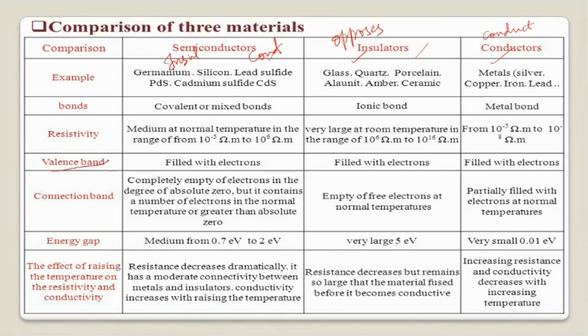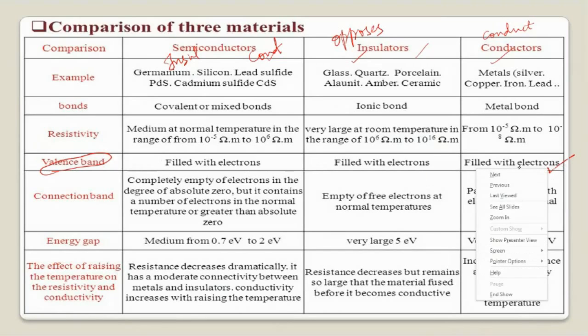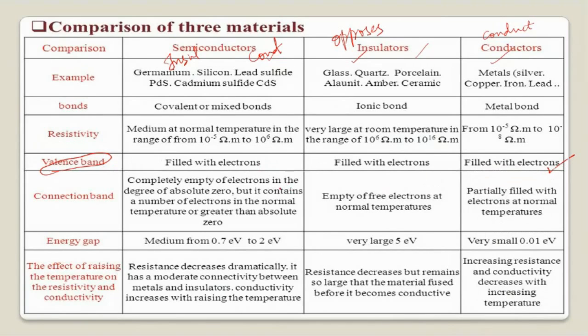So here the valency band is important for these materials. Whenever you want a material to be a conductor, the valency band should be filled with electrons, and the energy gap for this material should be very low. That means the valency band and the conduction band should have a very small gap. Whereas for an insulator, this energy gap will be very high, approximately 5 electron volts. Whereas for a semiconductor, it lies between 0.7 to 2 electron volts.